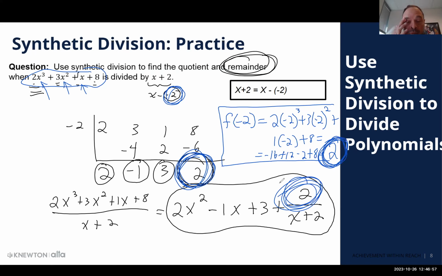So that's a really interesting result that we find, and that we get the same result when we use synthetic division or when we plug in this value here.